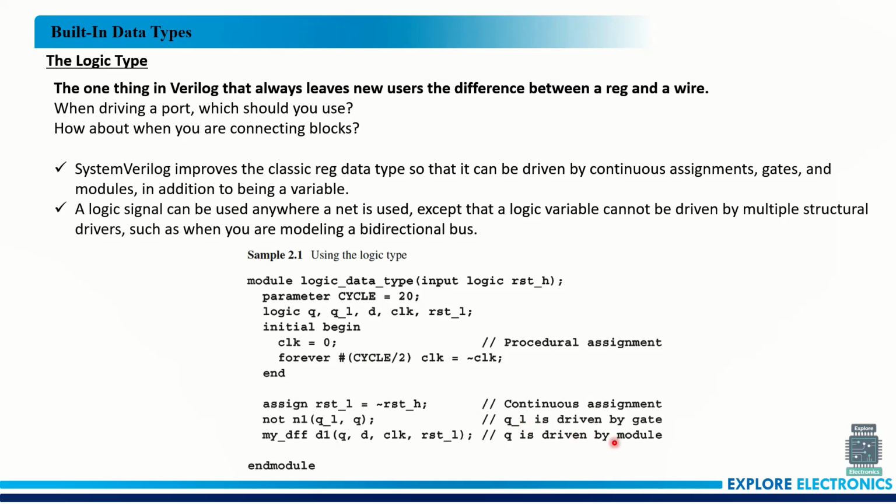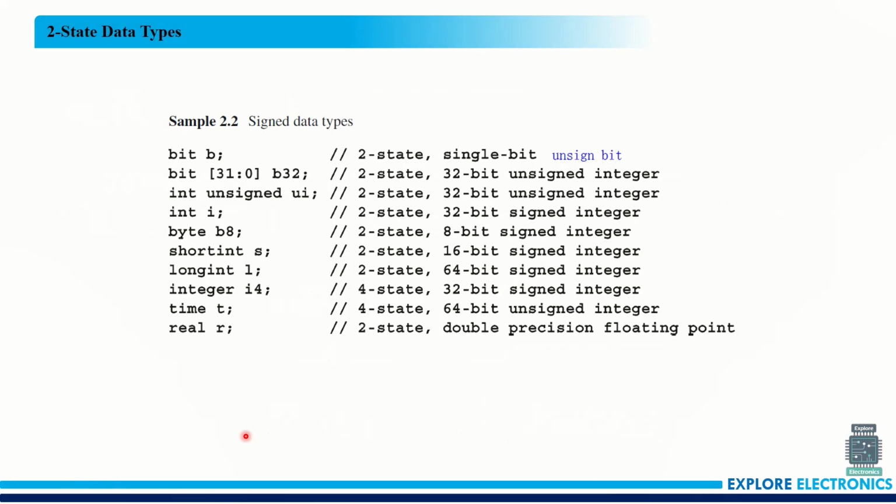Q_L is driven by the gate, meaning when we are instantiating the gate primitives, and also while driven by the module. And then, as I said already, there are two-state data types here in SystemVerilog. Bit B indicates this is a single bit variable, right? Similarly, if you want to extend to any other value, we need to put the size over here. Bit [31:0] B32 indicates B32 is an unsigned integer which will be 32 bits in size.